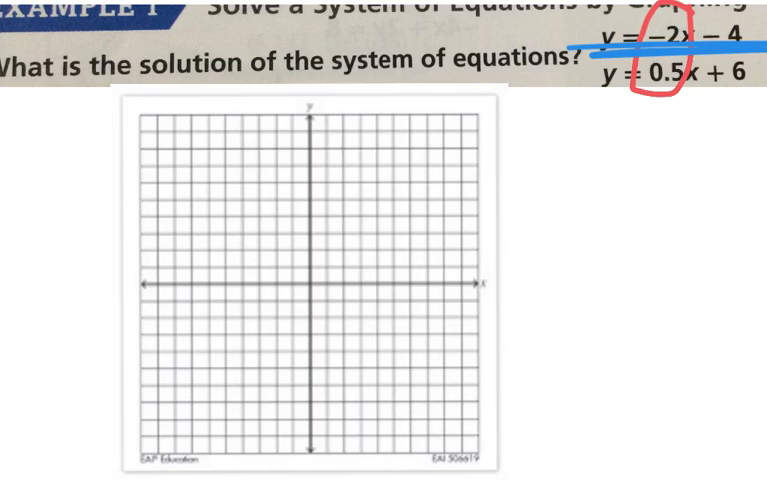We use the y-intercept first. The y-intercept is negative 4. So I go down to negative 4 on the y-axis. I plot a point.